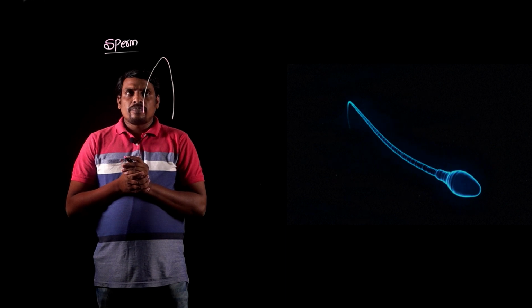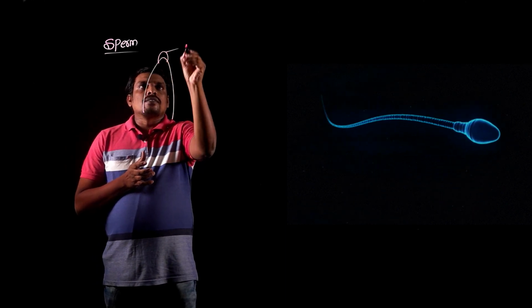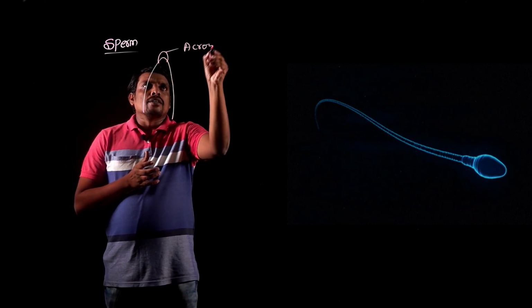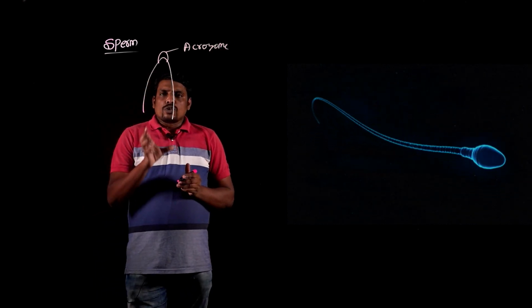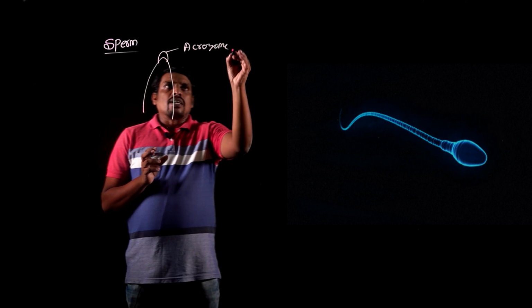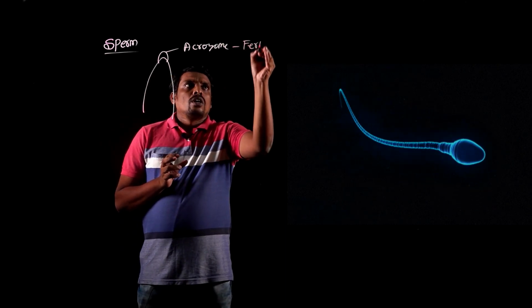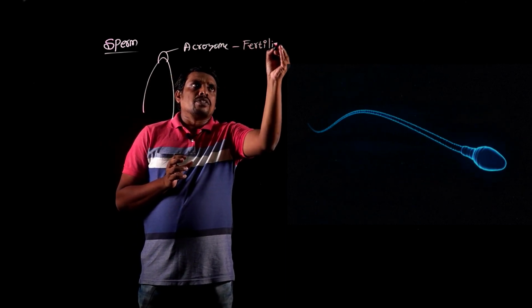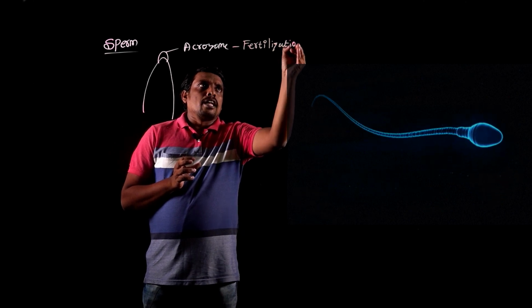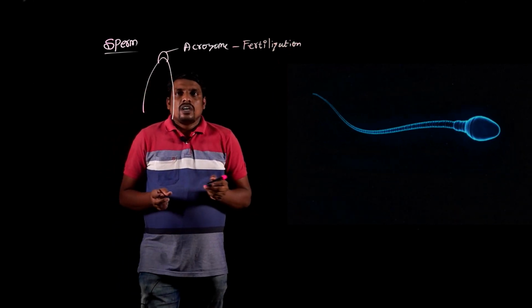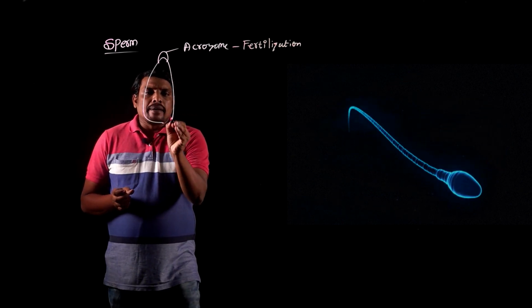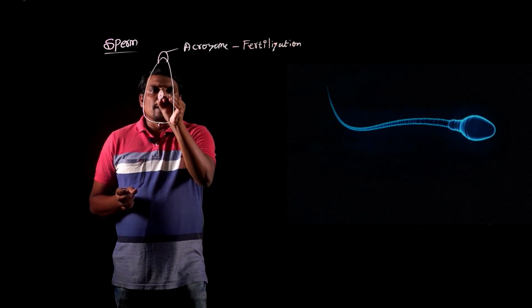There are certain parts seen in the head. The head is a triangular structure which looks like this. The tip of the head is called the acrosome. In the previous video also I explained about the acrosome. The acrosome plays an important role in fertilization. It directly fuses with the female gamete and helps in the process of fertilization for the formation of zygote or embryo.